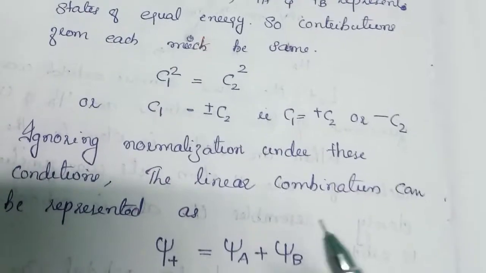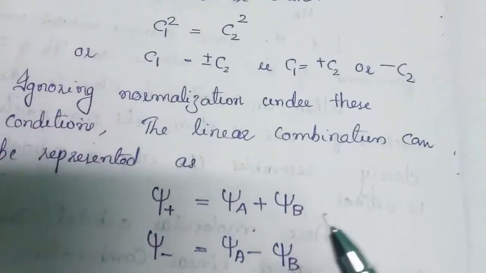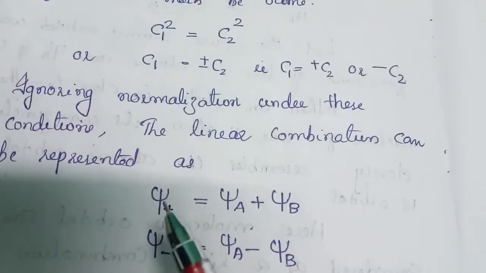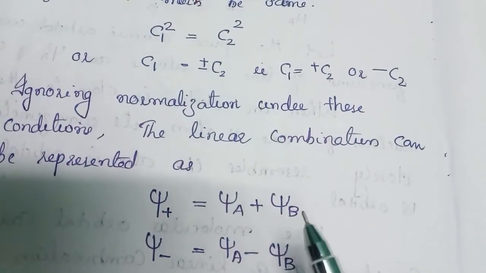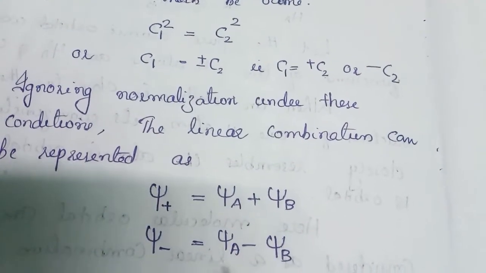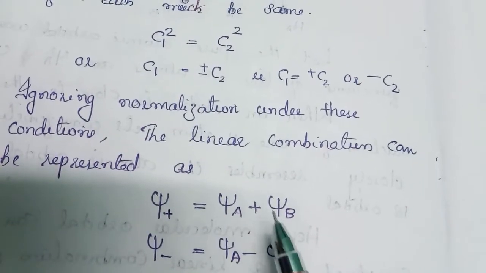So we just substitute the values of C1 and C2 in this equation. So there are two possibilities and that can be represented. The linear combination can be expressed in two ways: psi plus, that is equal to psi A plus psi B, and psi minus, that is equal to psi A minus psi B. That is, here C1 is equal to minus C2, here C1 is equal to C2. So there are two possibilities.